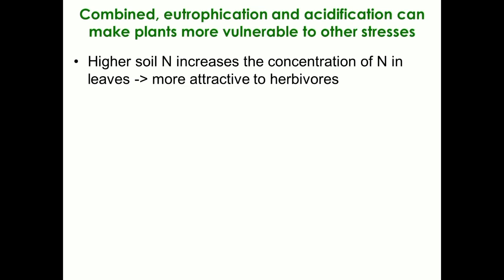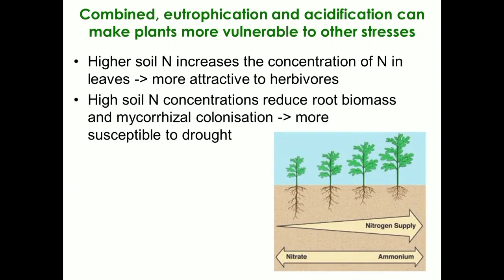And then this eutrophication, so this higher nitrogen input into soils and this acidity, also makes plants more sensitive to other perturbations and other stresses. So higher soil accumulation and therefore higher nitrogen content in the plants also makes the plants more attractive to herbivory. So they're more likely to be eaten by small animals and insects and other pathogens. And also they're more sensitive to other stresses like droughts.